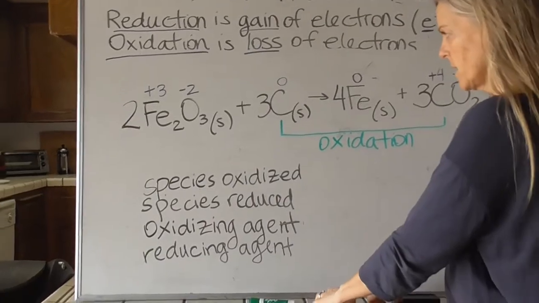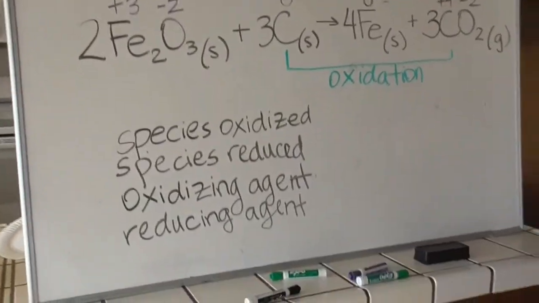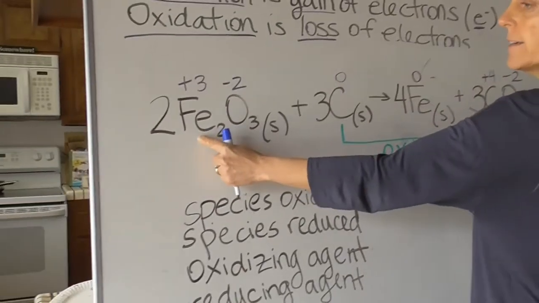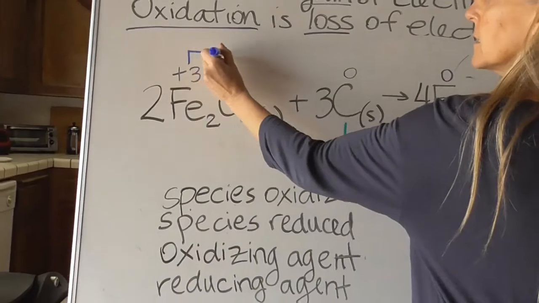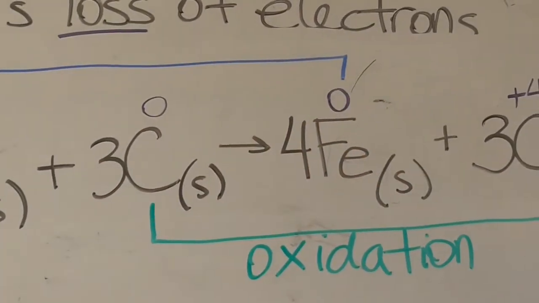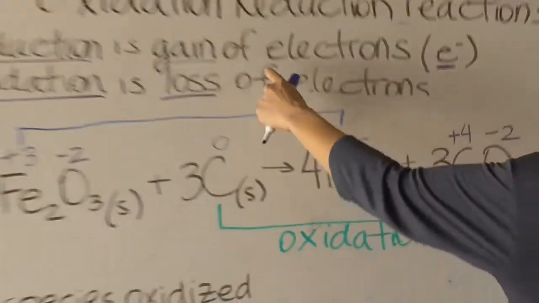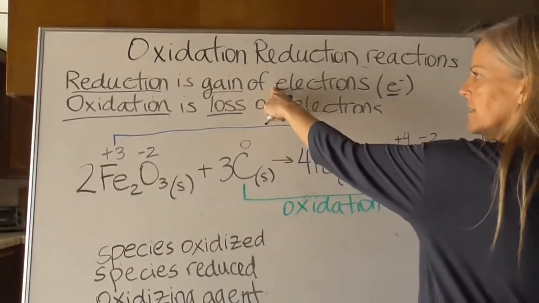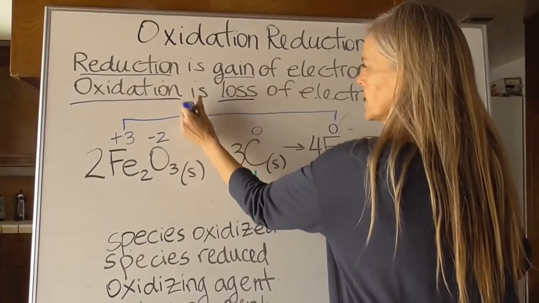And then we look at the other atom that's still left over. That's the iron. So the iron went from +3 and it changed down to 0. So the iron went down in oxidation number, and it went down in oxidation number because it gained something negative. So that is our reduction process.